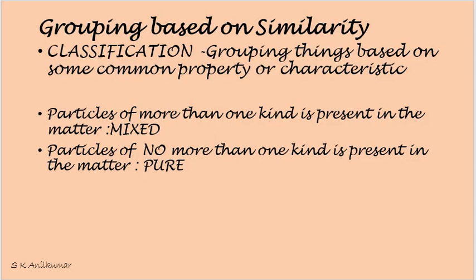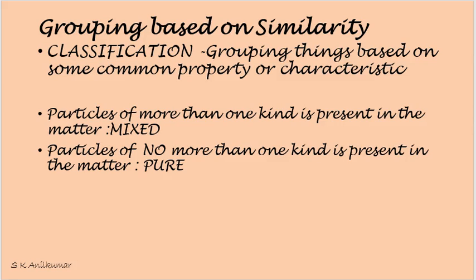Grouping things based on some common property or characteristic is called classification. So when we group substances based on similarity, we call it classification of substances.